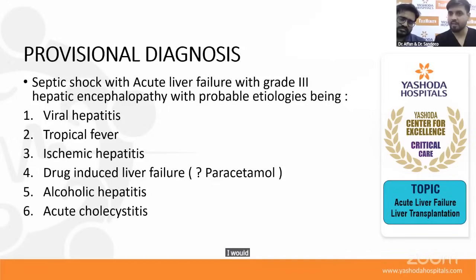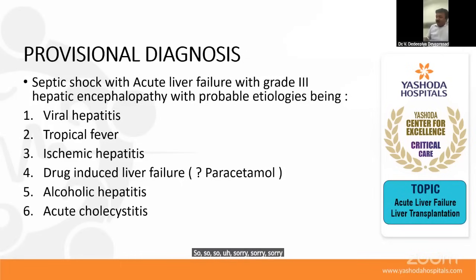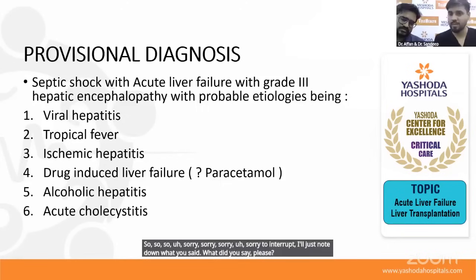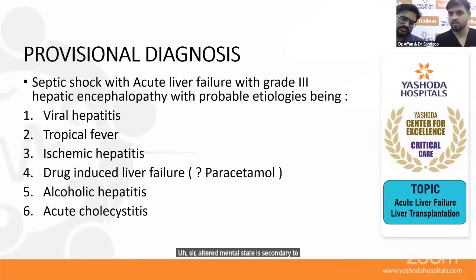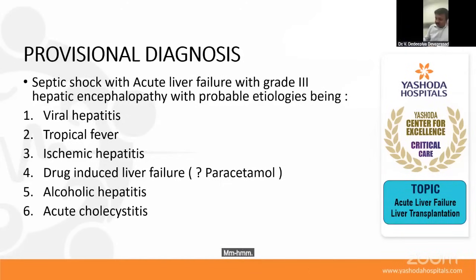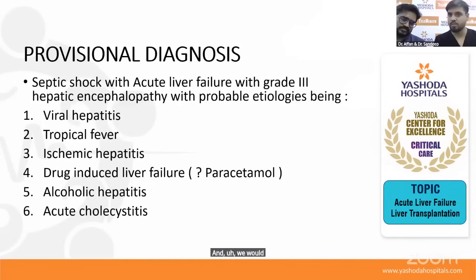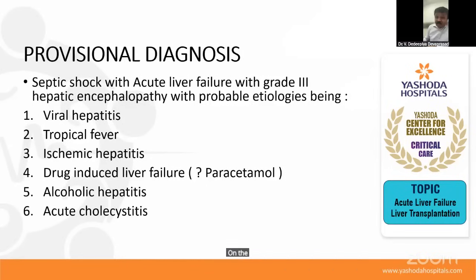I would grade hepatic... Sorry to interrupt. I'll just note down what you said. What did you say, please? Sir, altered mental status secondary to hyperammonemia is defined as hepatic encephalopathy. And we would grade hepatic encephalopathy based on the West Haven grading, sir. Okay, West Haven grading.